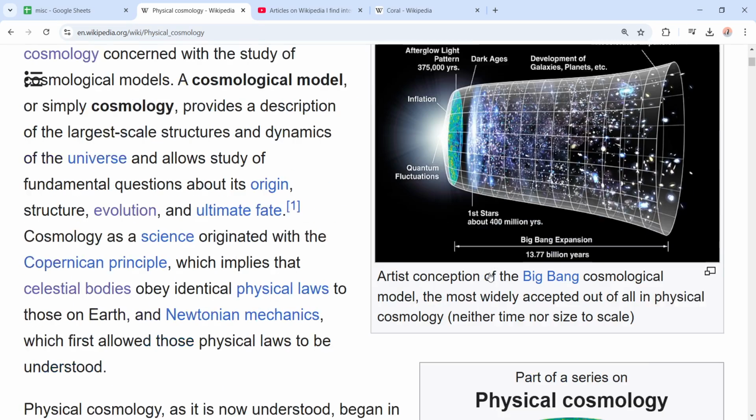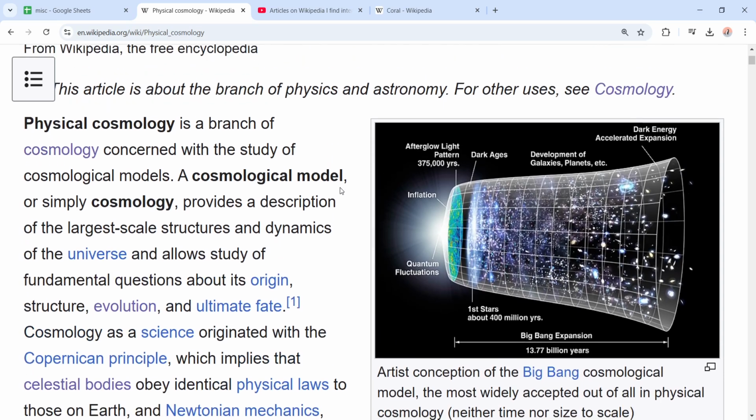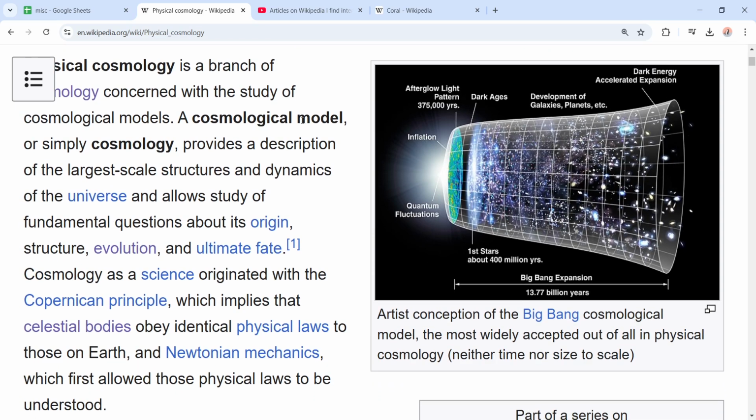Physical cosmology. Artists' conception of the Big Bang cosmological model, the most widely accepted out of all in physical cosmology, neither time nor size to scale. Physical cosmology is a branch of cosmology concerned with the study of cosmological models. A cosmological model, or simply cosmology, provides a description of the largest scale structures and dynamics of the universe, and allows study of fundamental questions about its origin, structure, evolution, and ultimate fate.